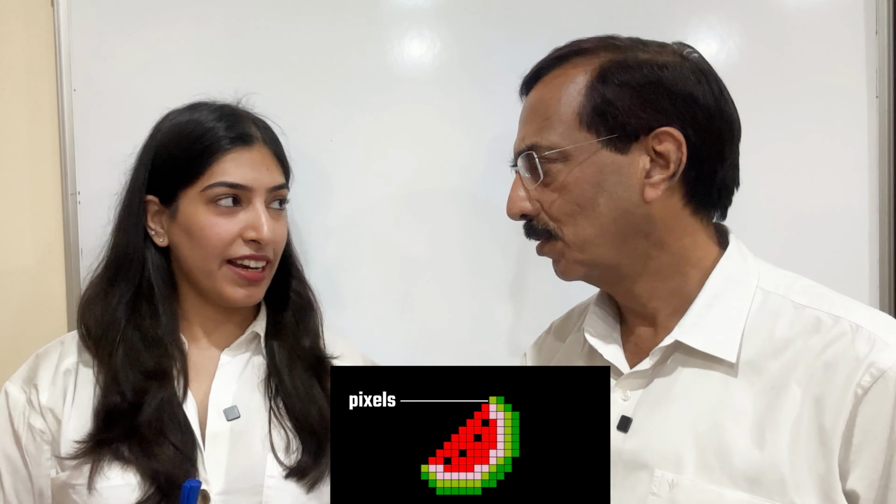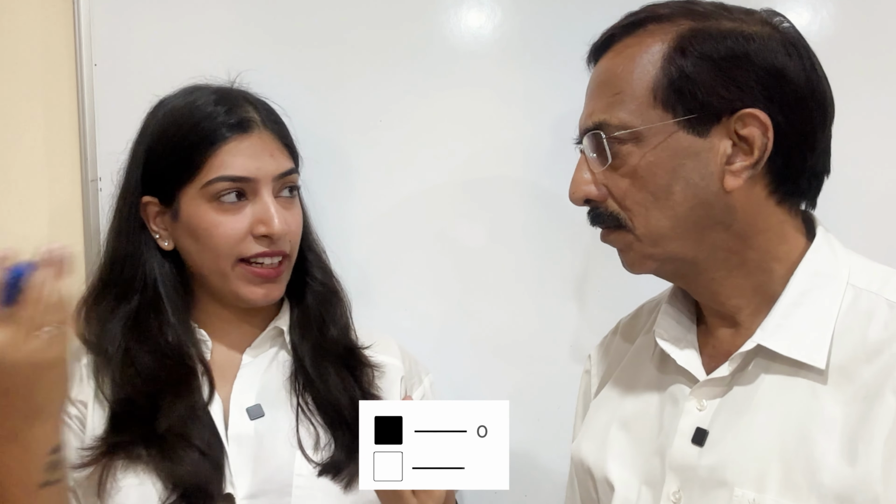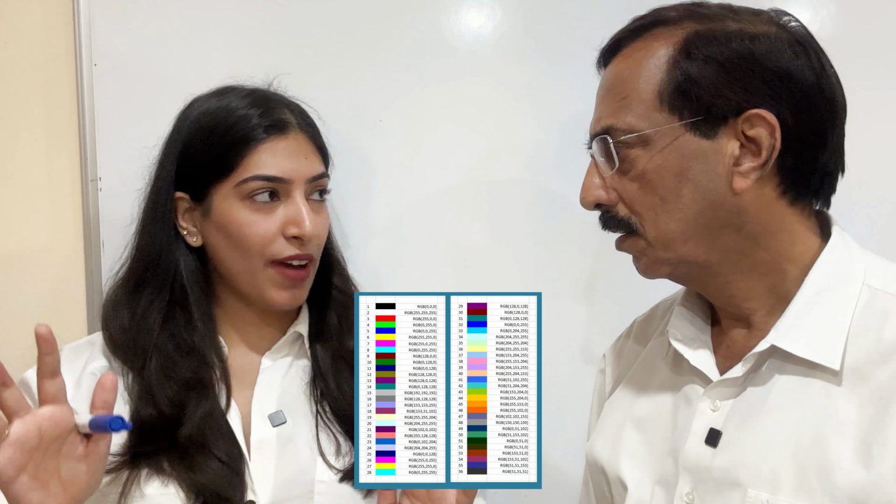Do you know how images are stored? There are pixels within images. Every pixel has a value. Black is 0, white is 255, and in between there are all the colors with different RGB values. Right? That much I know. Okay, great. So this is all that we need.